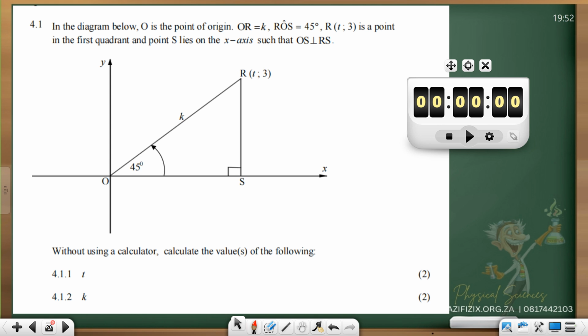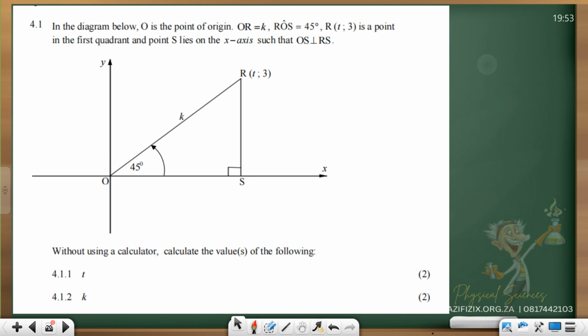All right, are we ready to mark? All right, this is just testing your general trig knowledge. You see, they want the value of t and k. Look at what you have. I have an angle. What is sine 45, by the way? Okay, look, this is x, that is y, and that is R.